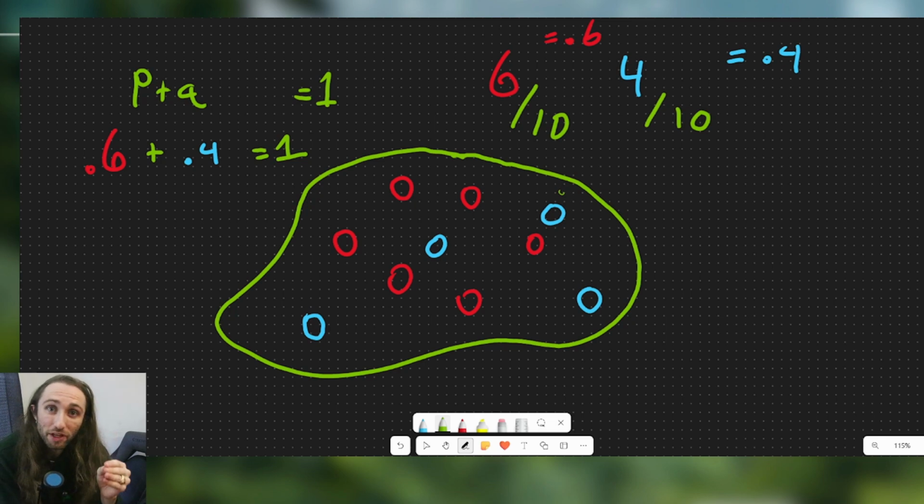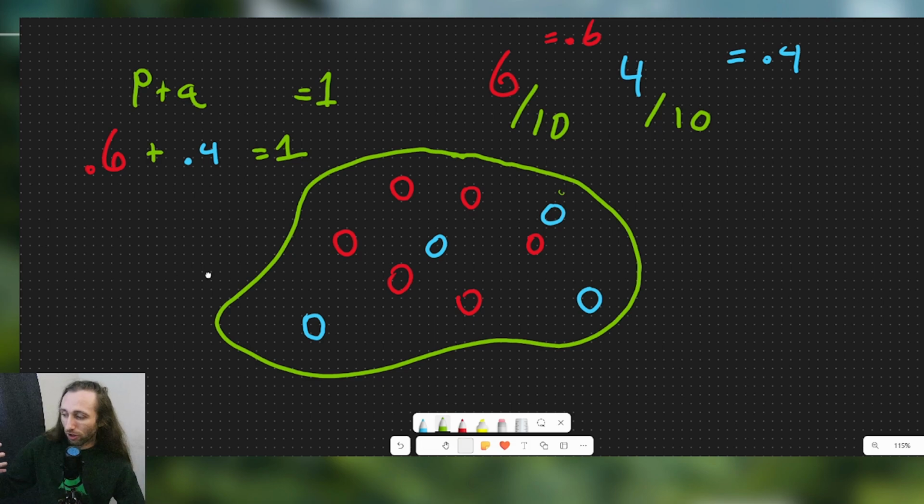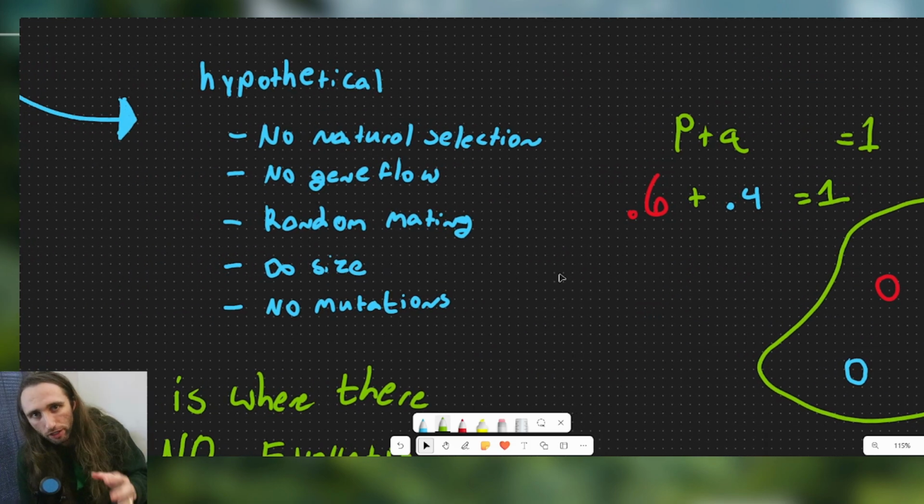We expect them to be the same. In a population that has no evolution, we would expect the frequencies of the alleles to stay the same. Remember, we have all of these assumptions. How could the allele frequencies change if there is no evolution, right? If there is no natural selection, if there is no gene flow, if everything is mating randomly and the population size is infinitely large and there's no mutations, how would anything change?